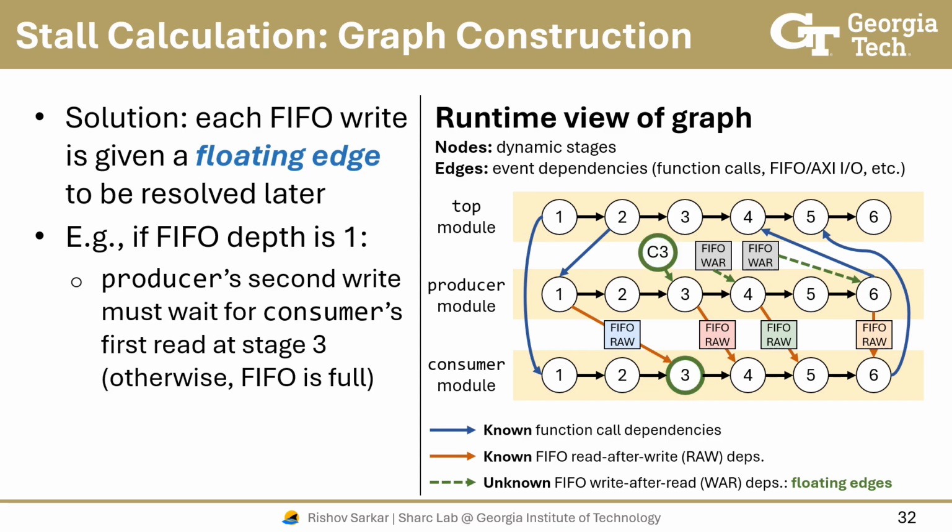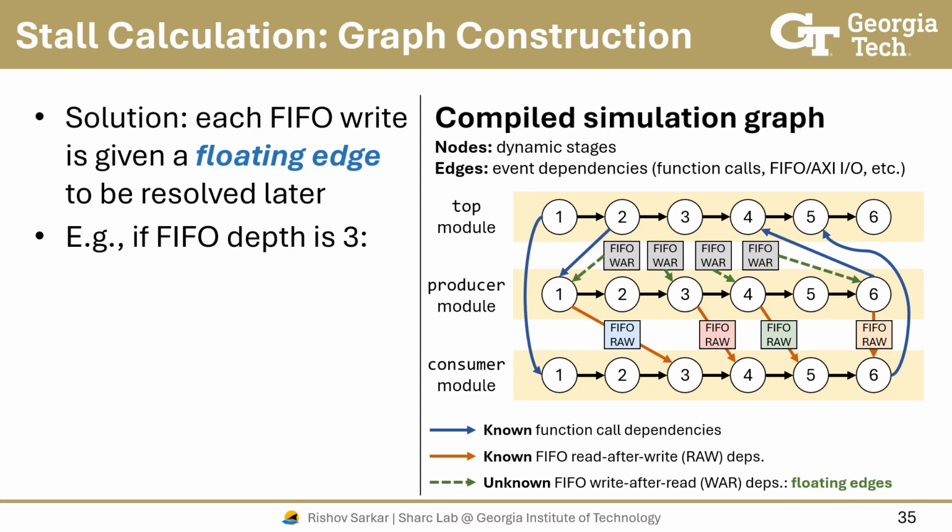When the producer performs its second write, if that first element hasn't been read yet, then the FIFO will be full, and the producer will have to wait until the consumer performs its first read. Therefore, we resolve this floating edge to the consumer's first read, which occurs at its stage 3. Similarly, the producer's third write cannot occur unless the second element has been read. So this floating edge for the producer's third write will resolve to the consumer's second read, which is at stage 4. And the fourth write's floating edge resolves to the third read at stage 5.